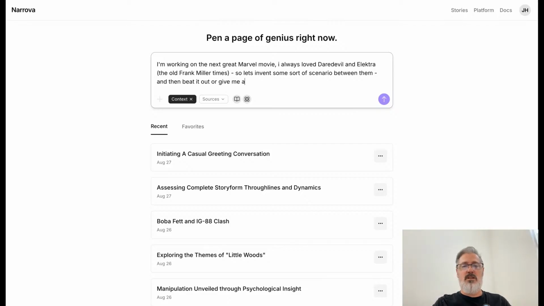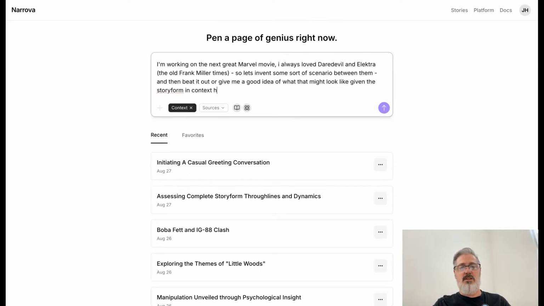and beat it out or give me a good idea of what that might look like, given story form and context here. And because it's set to this context, then oh, Foggy Nelson, yeah, it will build it. If I was an actual creator, I'd probably have more of an idea of what that is. I just love Daredevil, Frank Miller, David Mazzucchelli, beautiful artist. So let's just do this for now.